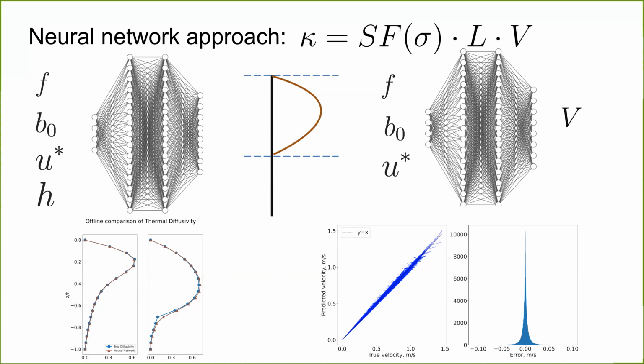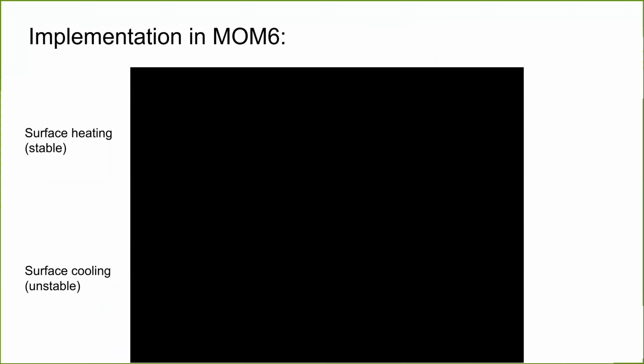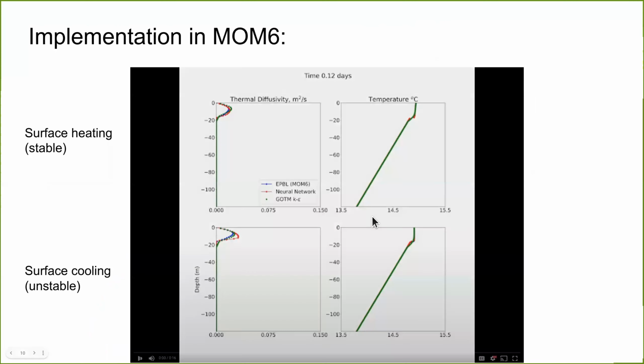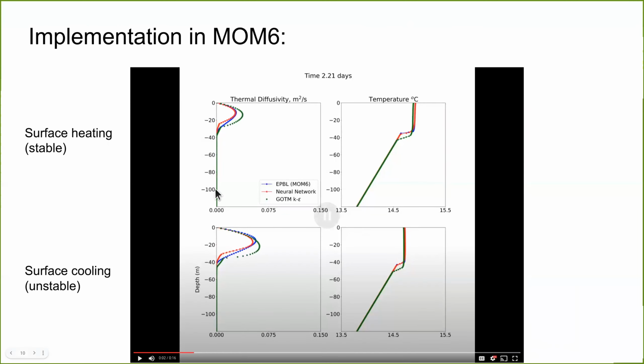I've gone further and implemented this network in GFDL's MOM6 ocean model. This video shows results for two cases. One is the surface heating case, and one is the surface cooling case shown below. The green color shows the truth runs from GOTM. The blue color is the existing EPBL scheme in MOM6, and the red color is the EPBL scheme with the neural network implemented inside it. The EPBL in blue and the EPBL with neural network in red show good agreement with the true data from GOTM.